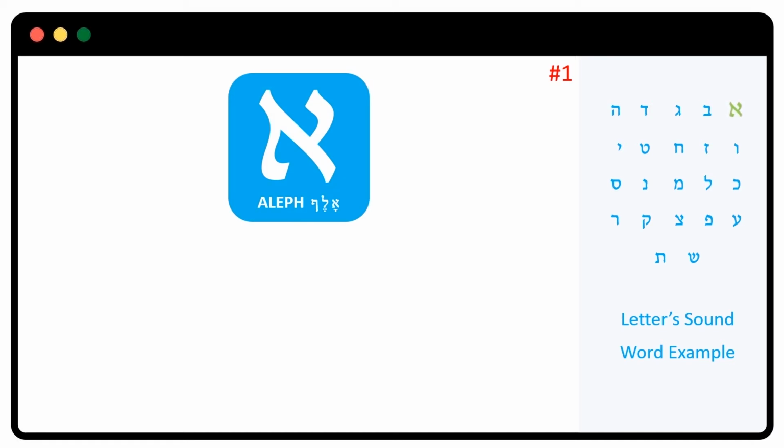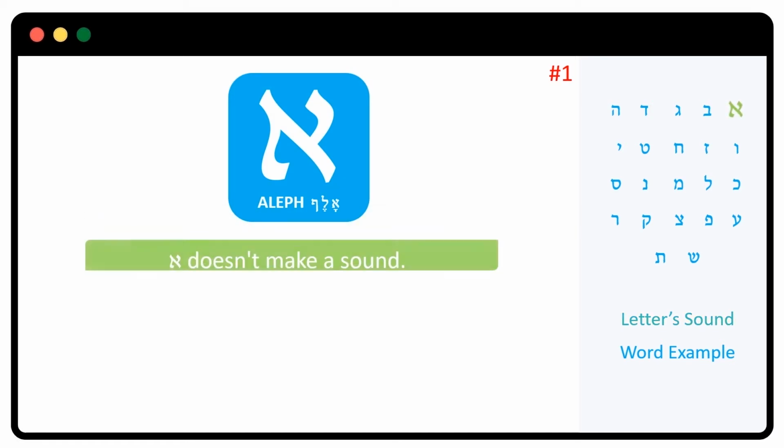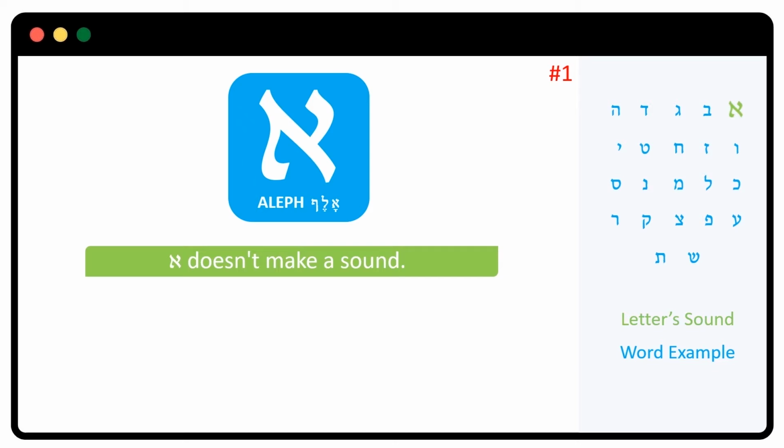Aleph. The letter Aleph makes no sound. It's a silent consonant, unless the letter Aleph comes with a nikud. When the letter Aleph has a nikud, it could sound like any letter of the English vowels. It could sound like A, E, O, or U. Now, I don't want you to worry about these sounds, because we are going to learn them in a future video when we learn the topic of nikud.